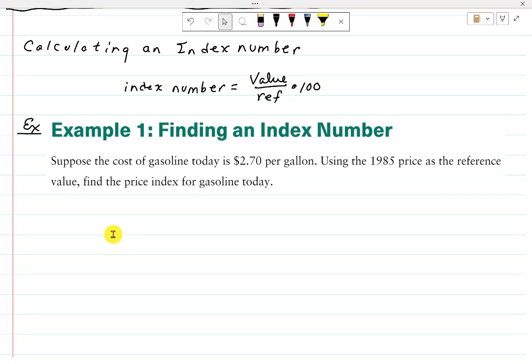Here we have the cost of gasoline today is $2.70 per gallon. Use the 1985 price as the reference value. So when they talk about the price index, they're talking about this formula.